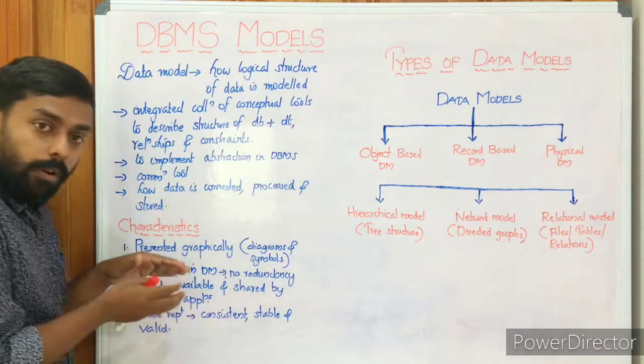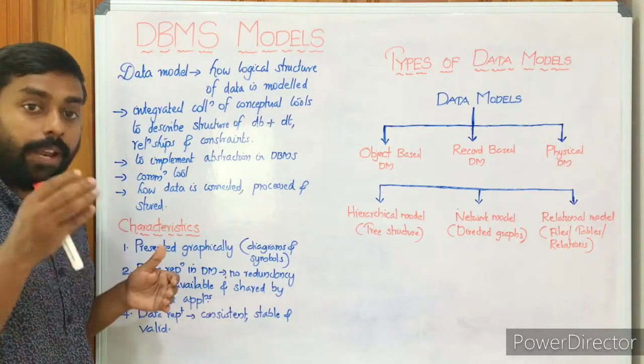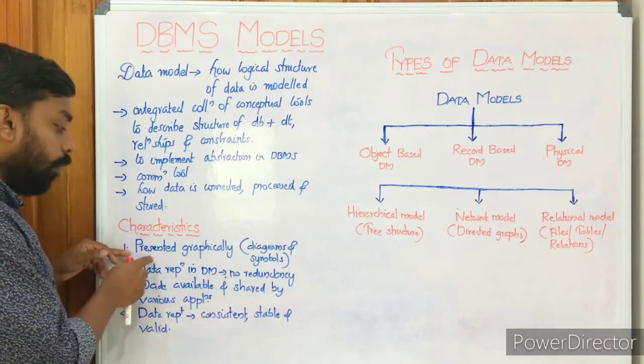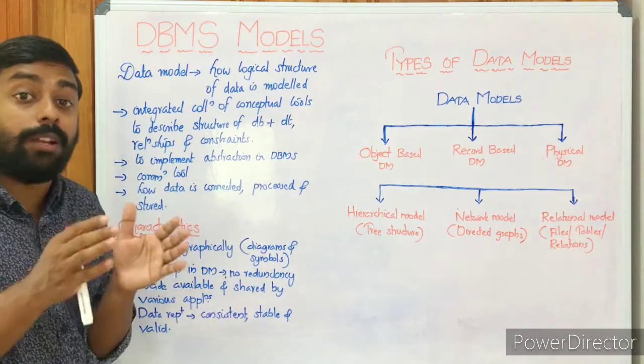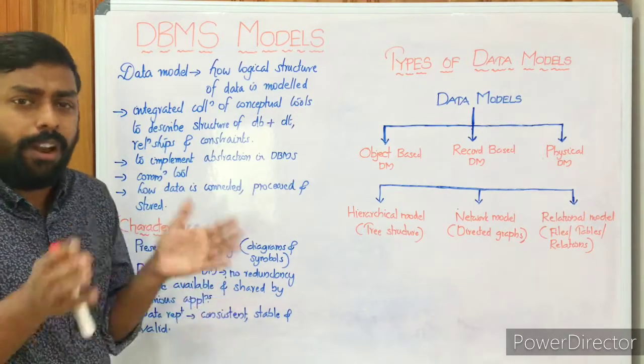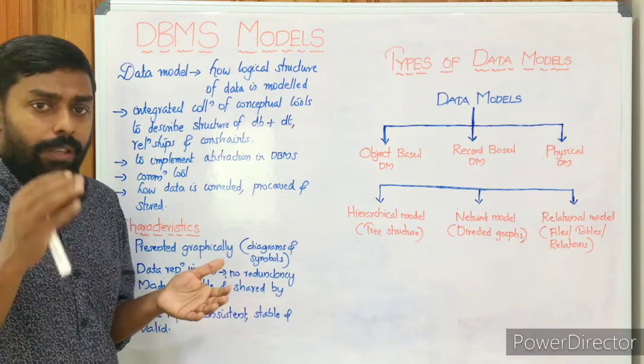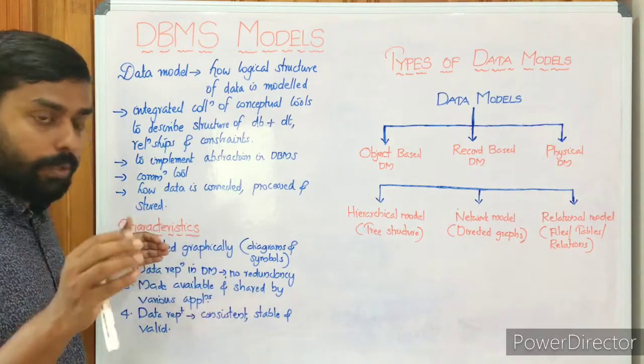And here we have four basic characteristics of data models. The first one is that data models should be presented graphically. You know what graphical is? Using symbols and diagrams we represent things. That's what graphical representation is.